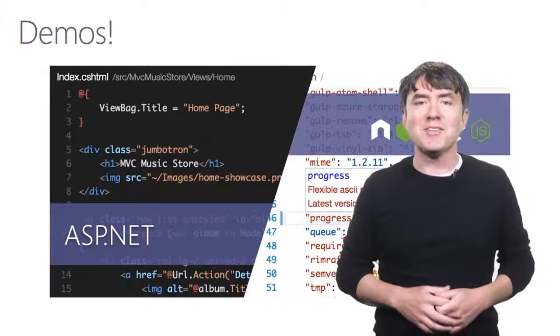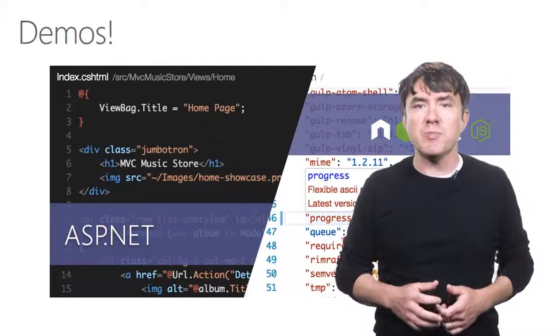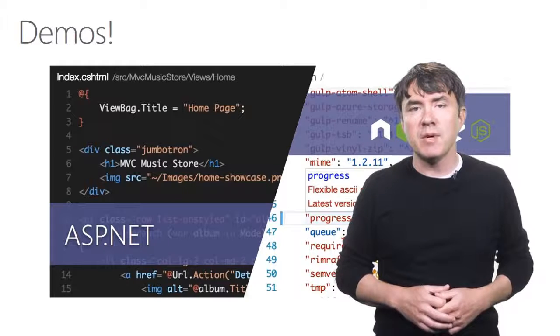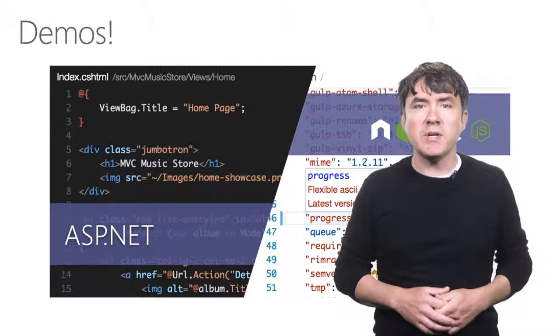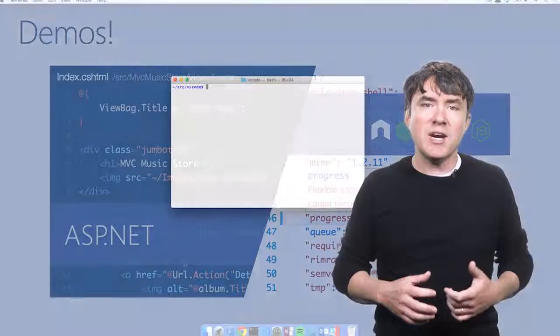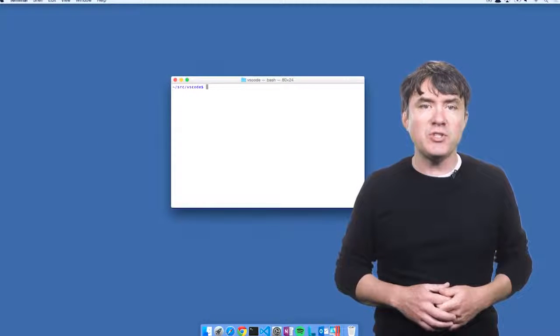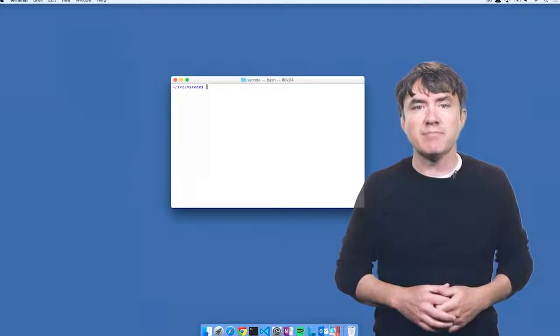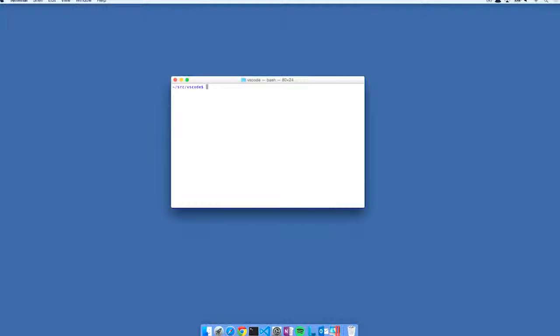Now, enough talk. Let's get into the demos. We'll start by building a Node and JavaScript application that uses the Express, Jade, and Less frameworks. Then we'll quickly scaffold a new ASP.NET v5 application and see how we're bringing Visual Studio's world-class C# development experience cross-platform.